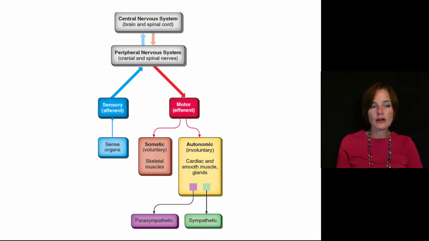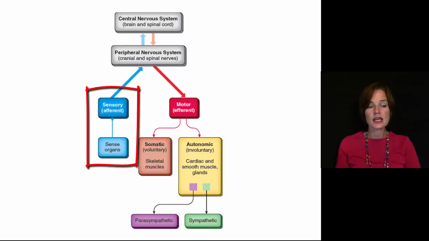The nervous system itself is going to have a couple different components to it. We have what we call the central nervous system, and that is the brain and the spinal cord. And then we have the peripheral nervous system, which is going to include the cranial and then the spinal nerves. So you can get an overall idea of the different components of the central nervous system and then also the peripheral nervous system looking at this slide right here.